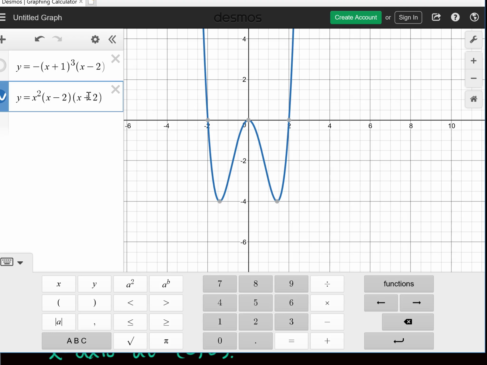Look at 2 and negative 2. Their multiplicities are 1, because the exponent on the factor that makes it 0 is 1. Do you see how the graph goes through that 0? And the graph goes through that 0 here.